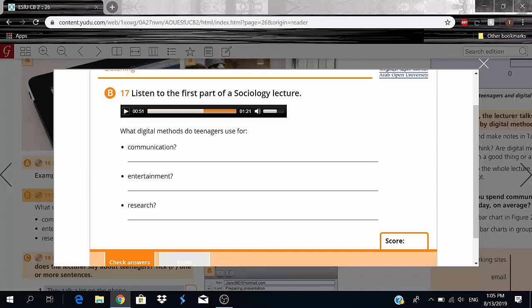Okay, so now we know that teenagers, when using methods of communication, use things such as emails, texts, and they also use cell phone conversations. So communication methods include emails, texts, and finally cell phone conversations.